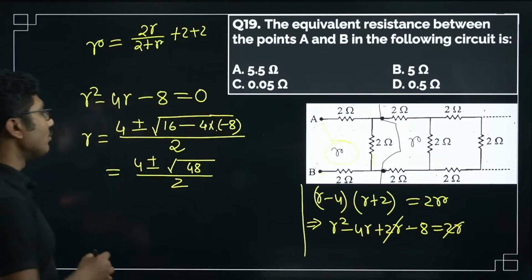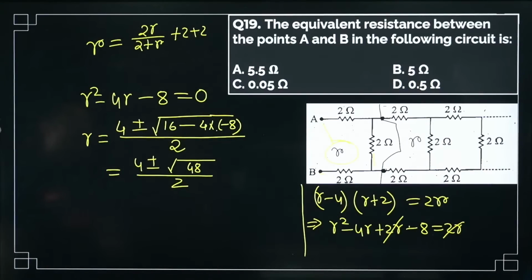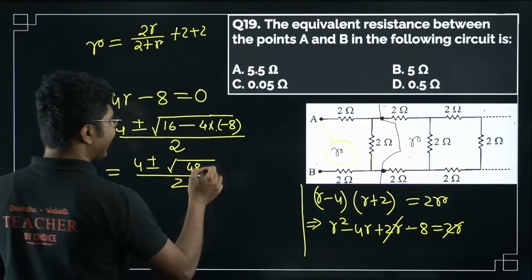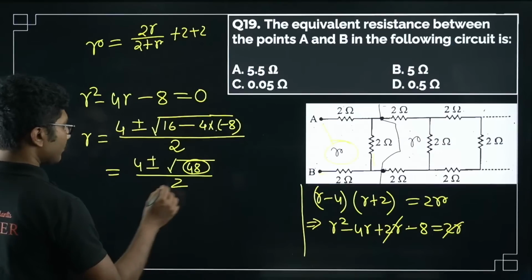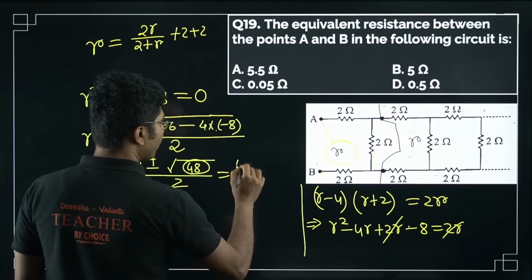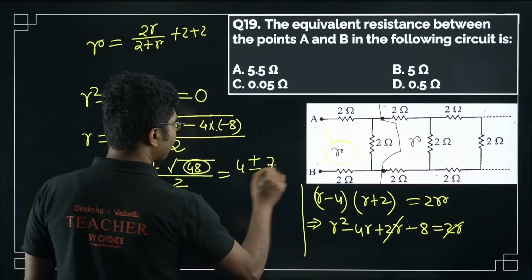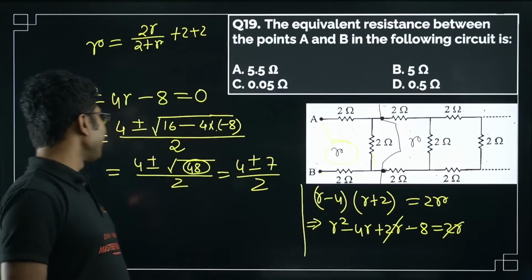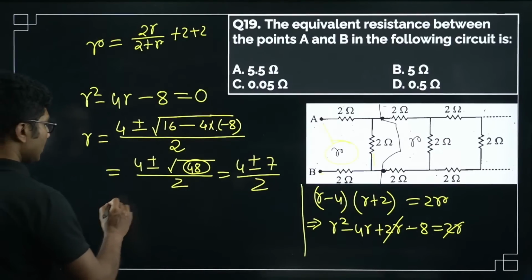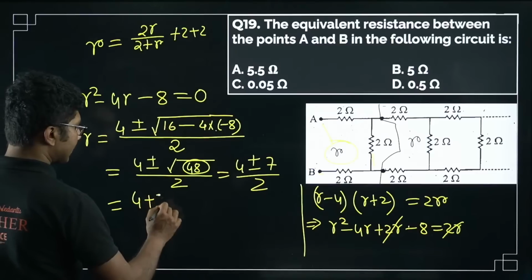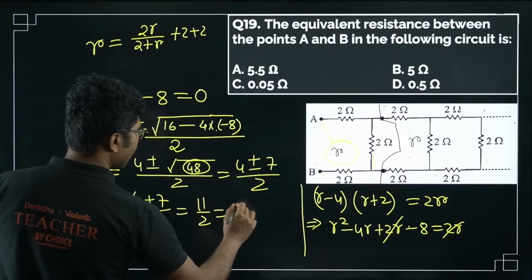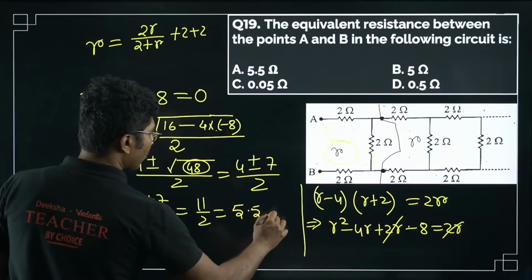Now what is the value of the square root of 48? 48 is very close to 49, so it will be 4 plus or minus 7 by 2. Now if I take the negative value over here, resistance will be negative, which is not possible, so definitely it will be 4 plus 7 divided by 2, it is 11 by 2, so that is 5.5 ohm.